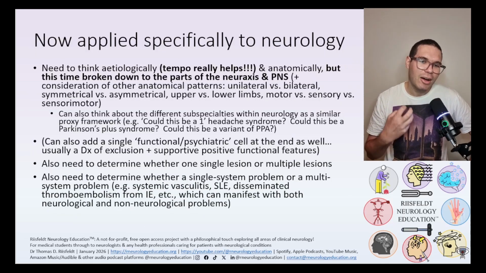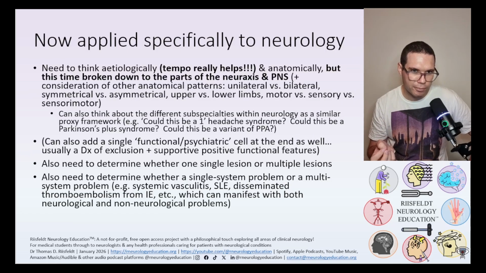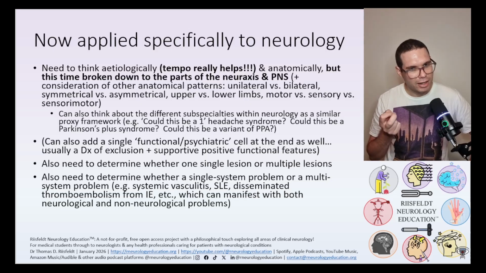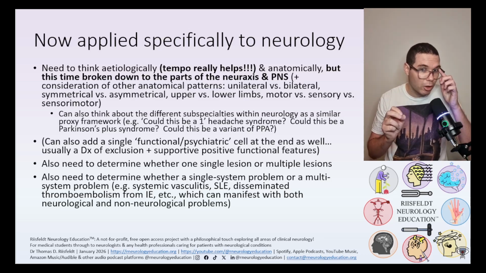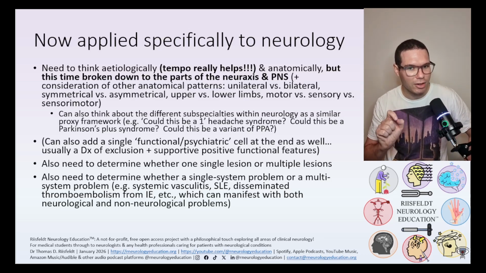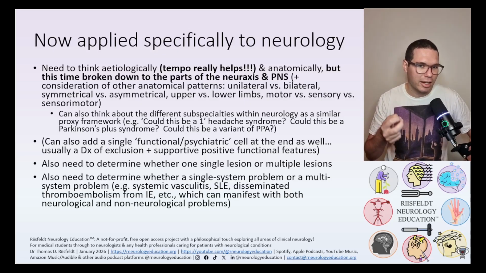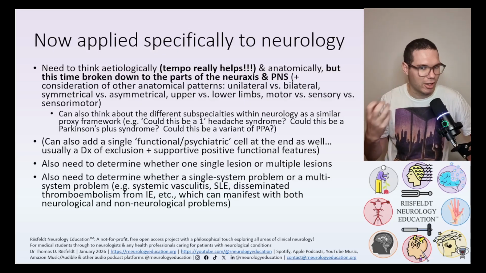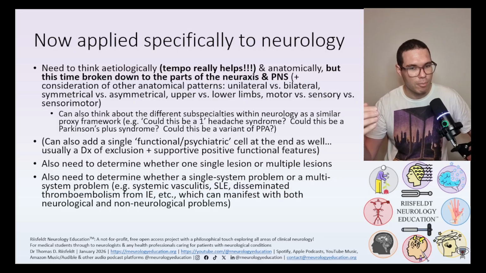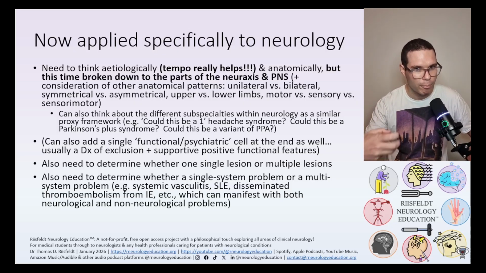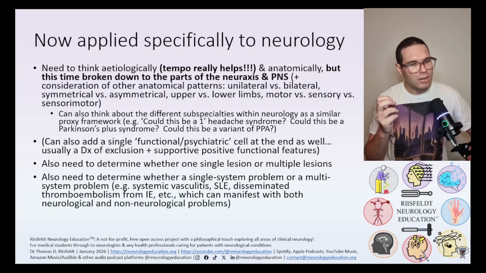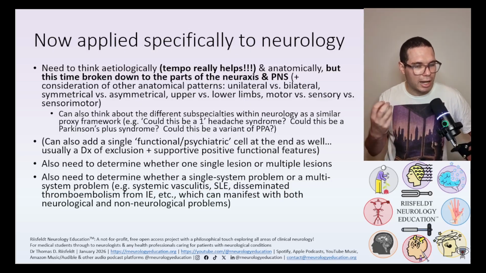So how do we apply systems 2 thinking specifically to neurology now? Firstly, we need to think etiologically as previously, and this is where tempo really helps in neurology. So tempo gives you your biggest hint at what the etiology is. And then you also need to think anatomically, but supposing that we've narrowed it down to the neurological system at least, you then break it down further, so into the different parts of the neuraxis and the peripheral nervous system that I mentioned previously. And you also have to take into consideration some other important anatomical patterns.